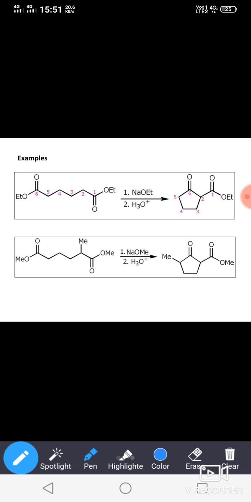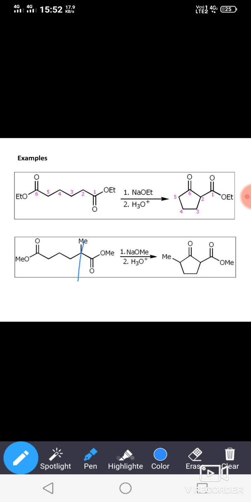Now you are having the second example. Again, in this case, you can see that you are having the two ester functional groups, so it will undergo the Dieckmann reaction. You have added this alkoxide, this sodium methoxide as a base catalyst. You have added the acid also. So now this alkoxide will attack this alpha hydrogen to abstract that proton.